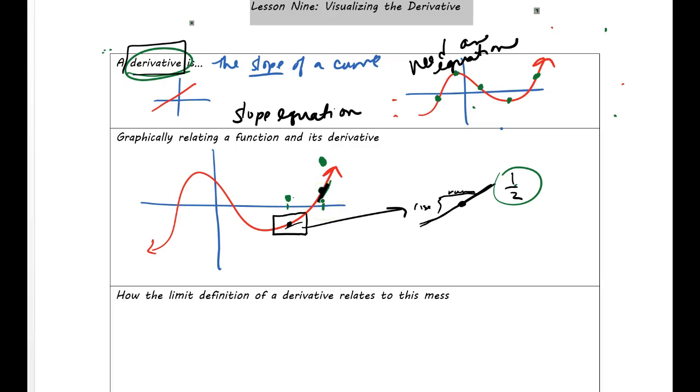Okay. What about the slope right here? Well, if I zoomed in on this point right here, it would be the top of the hill, and at the top of the hill, it would be flat. So there'd be this horizontal line right here. Well, what's the slope of a horizontal line? Well, it's 0. So at this x value, the slope graph would have a point at 0.